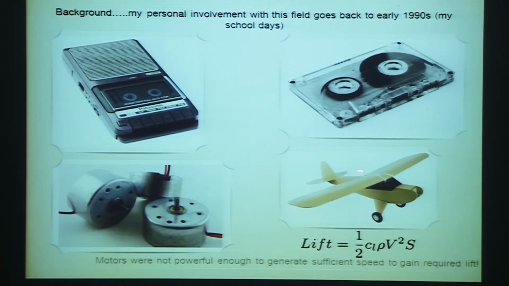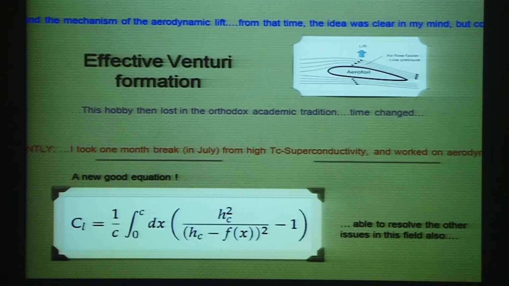In later stages, I did some computations. I was quantitative, and I used the lift equation, which is half C_L rho V squared S, where S is the surface area of the wing, V is the speed with which the aeroplane is moving forward, rho is the density of the air, and C_L is what is called the lift coefficient, which is roughly of order 1. So I used this equation and measured the surface area, stuff like that. What happened was failure. The reason was that the motors were not powerful enough to generate sufficient speed to gain the required lift. So my aeroplanes used to run but not fly because of the heavy weight and less powerful motors.